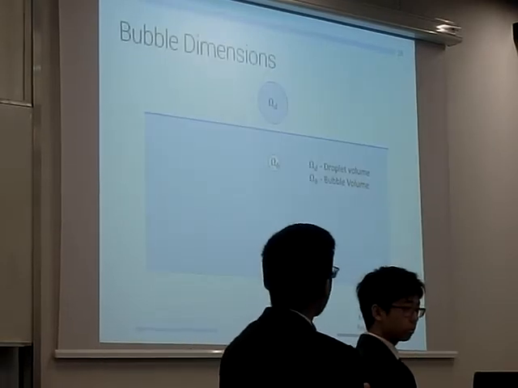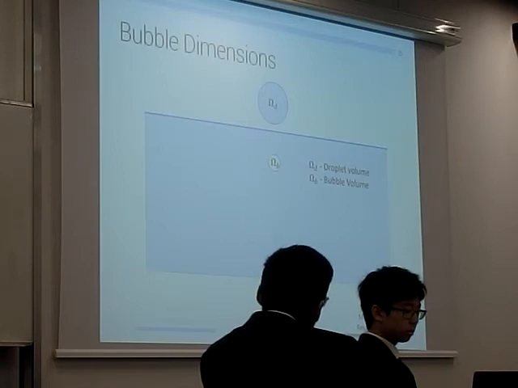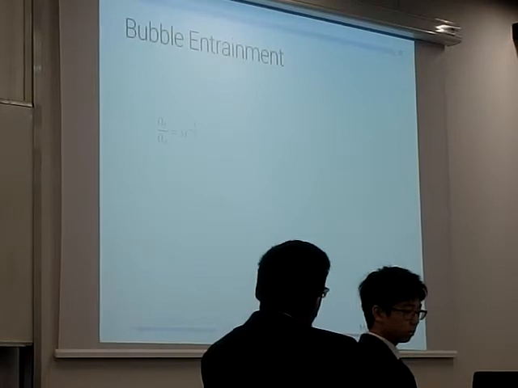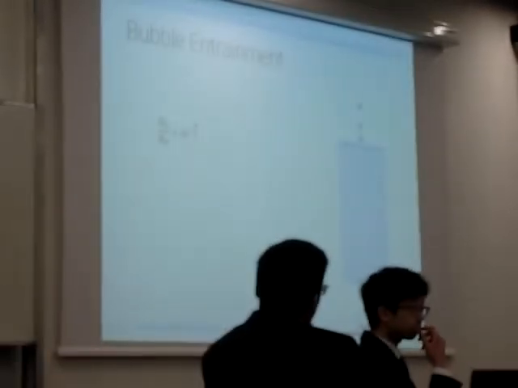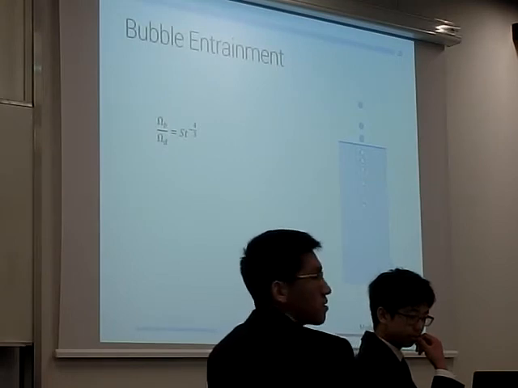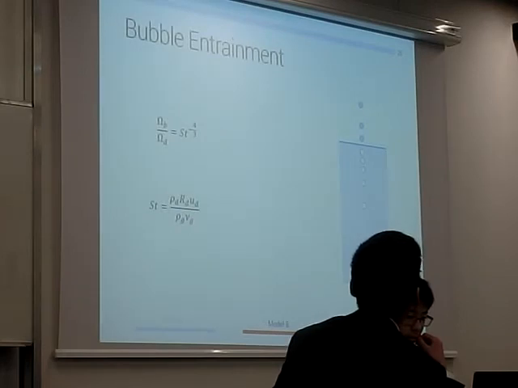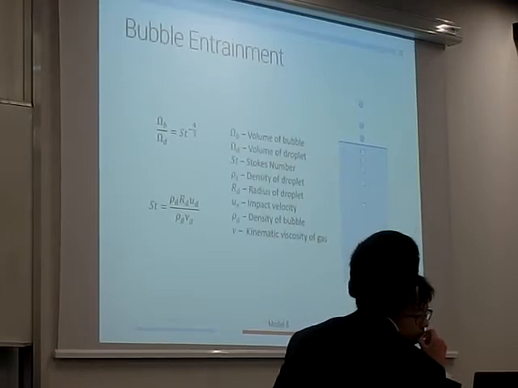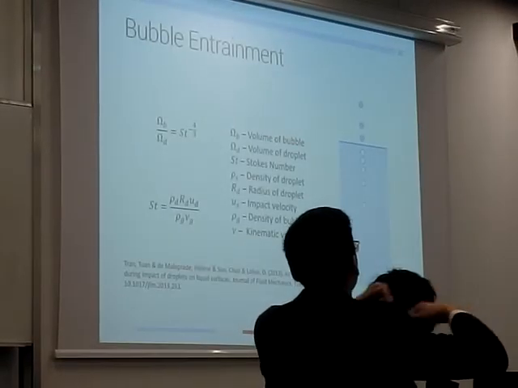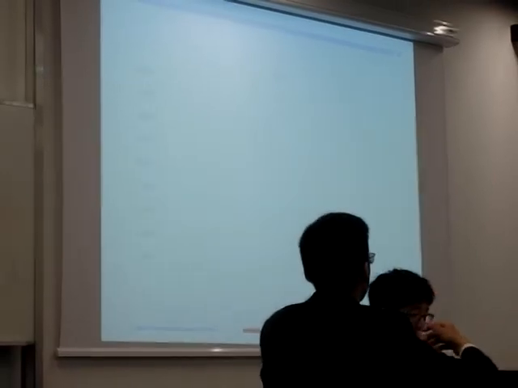Next, going on, we can look at the dimensions of our bubble. We can note omega d as our droplet volume and omega sub b as our bubble volume. Looking at how bubbles are produced when droplets hit the water surface, we can see this function here, where omega b and omega d are the volumes of the bubbles and the droplets, and St stands for the Stokes number to the power of -4/3, and they have this relationship right here. This is again from literature. For the volume ratio versus temperature, we can see another theoretical curve, and we can see that as temperature increases, the volume of each bubble should increase.